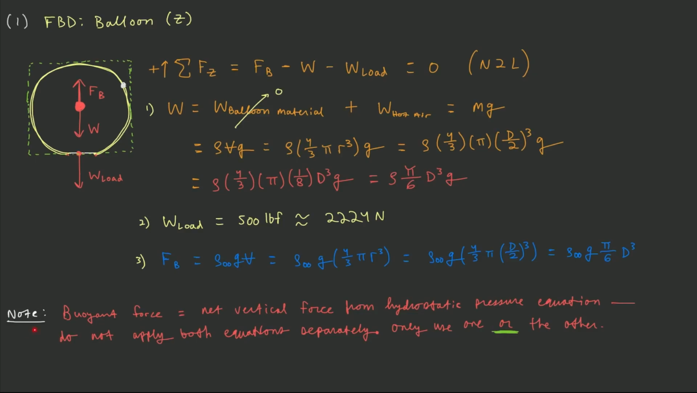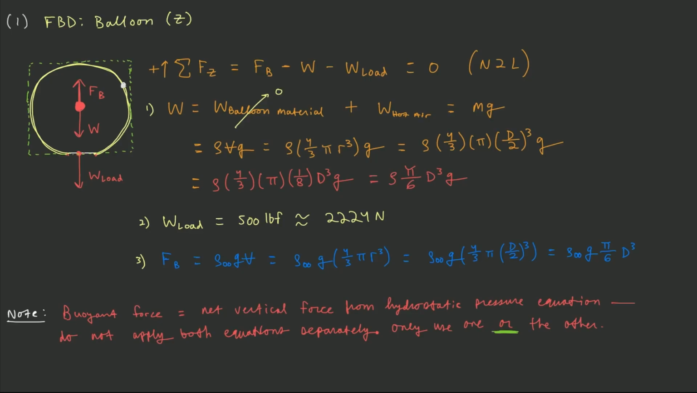So one point of confusion I often see is people trying to apply Archimedes' principle and the hydrostatic pressure equation to the same object. Note that Archimedes' principle is quite literally the hydrostatic pressure equation integrated along Z. So Archimedes' principle and the hydrostatic pressure equation are basically 2 different forms of the same equation. So you do not apply them both, you just apply one or the other. So in this case, we're applying Archimedes' principle, so we do not apply the hydrostatic pressure equation.